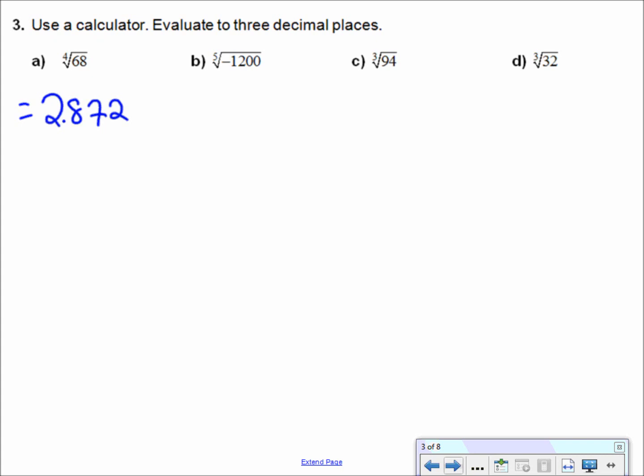Yeah. Okay. Do the next one. Again, this is the 5th root of something. 5 is an odd number, so I know I should get an answer here. And I got negative 4.219. Again, that is rounded.